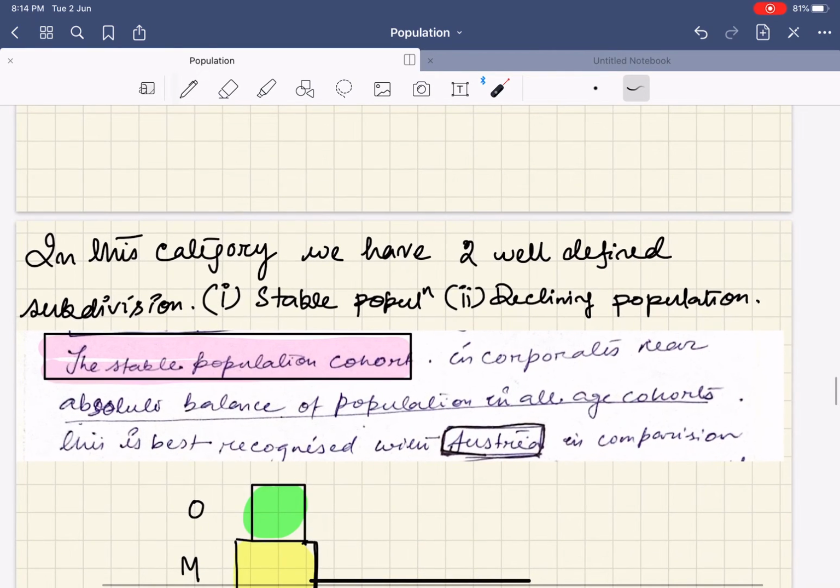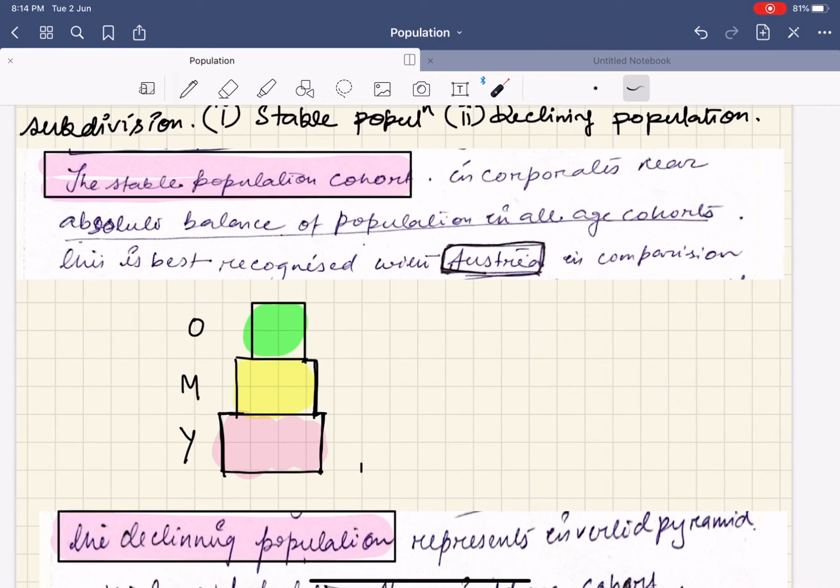Next, again in this category we have two well-defined categories. Let us understand. First is the stable population cohort. This is your stable population cohort. It means that there is a significant number of old age population, and from that we have more number of middle age population, and we have a significant amount of young age population. Again this is the narrow base, again this is the tall height. So an example is Austria. Let's read the statement. It incorporates near absolute balance of the population in all age cohorts. In every age cohort there is a balanced population.